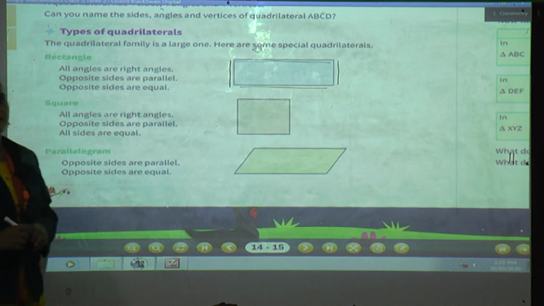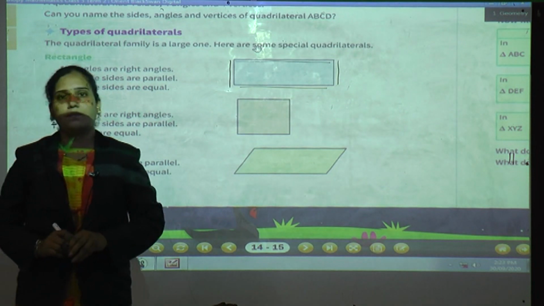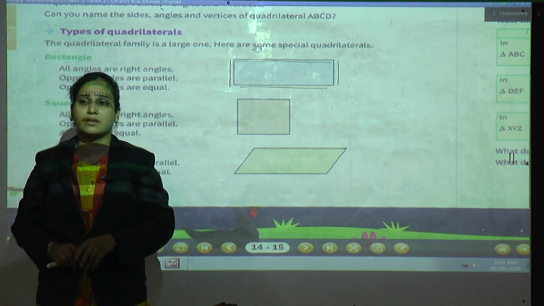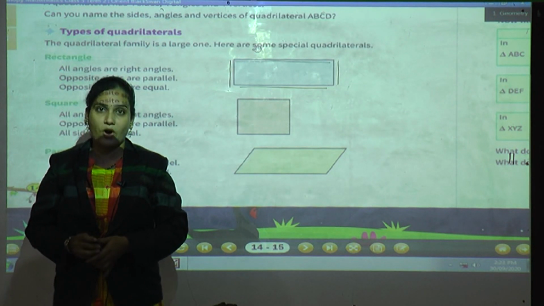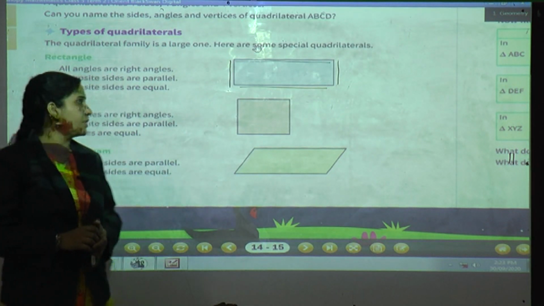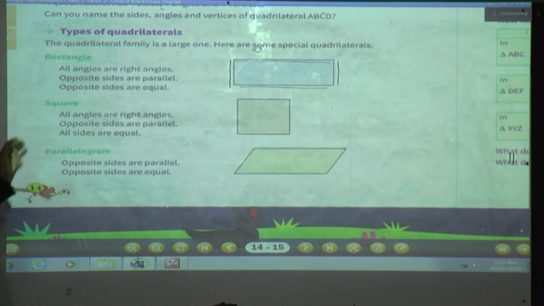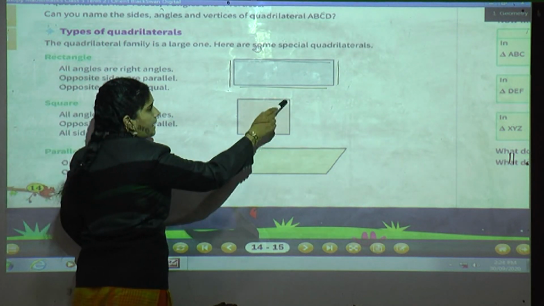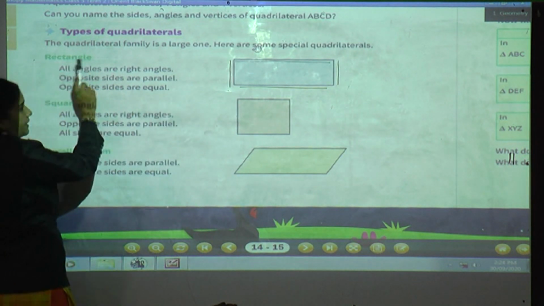Will you tell me some examples of rectangle? What is the example of rectangle, students? Yes, your compass box. Very good. Now, square. Second one is a square. All angles are right angles. Here also, all angles are right angles, same as a rectangle.